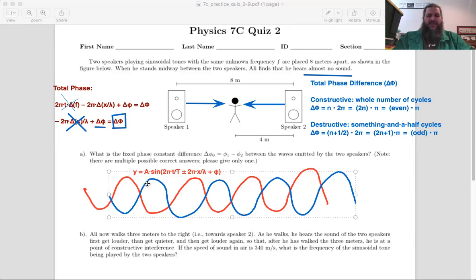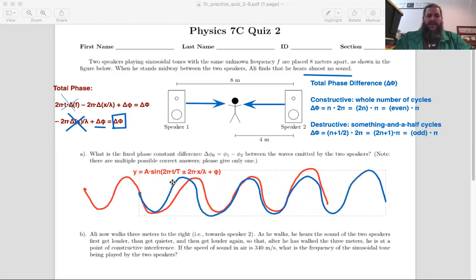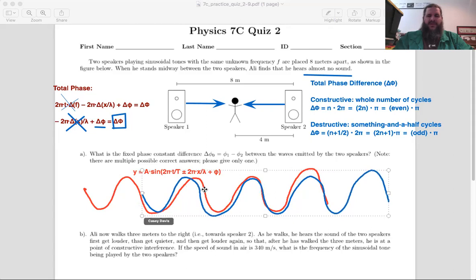But if the difference is 2 pi, that's 2 whole cycles offset. So they line up again, and you get constructive interference. And that's where this idea of a whole number of cycles versus something and a half cycles comes in. Any other questions on that so far? So that's really the main difference here.